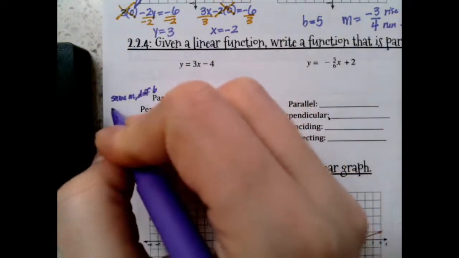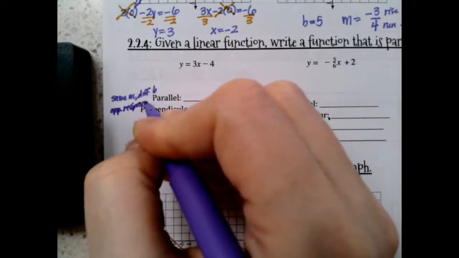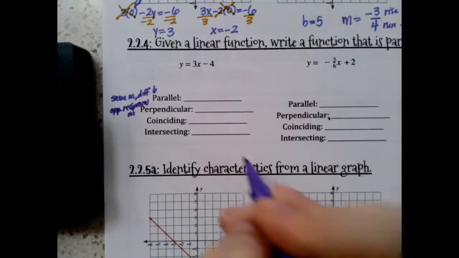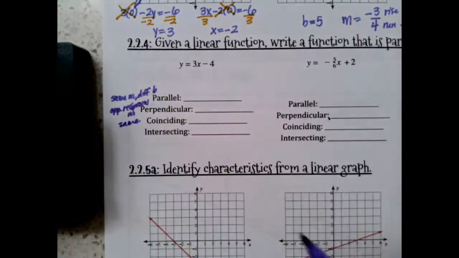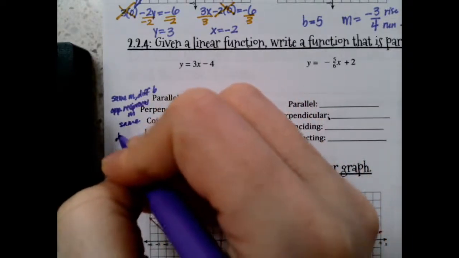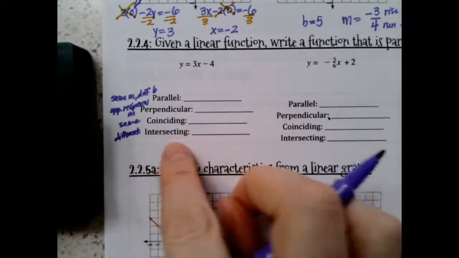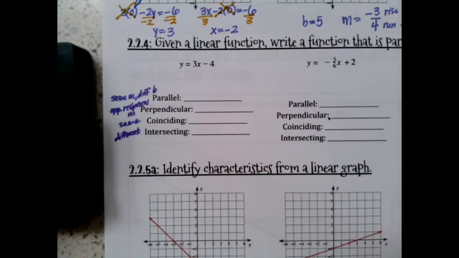Perpendicular is opposite reciprocal slopes, so opposite reciprocal m's. Coinciding is the same everything. And intersecting, I like to just make it completely different, although all you really need to do for intersecting is make sure it's not parallel. As long as it's not parallel, it intersects somewhere.